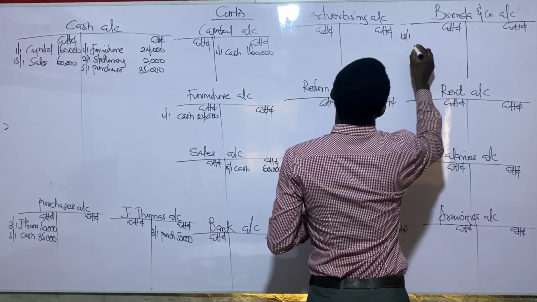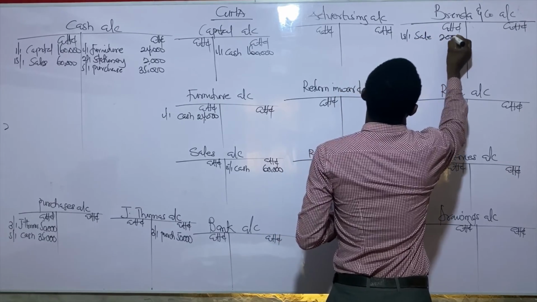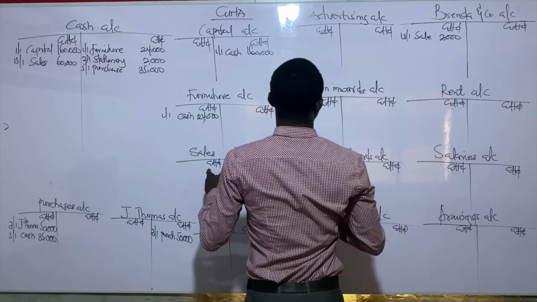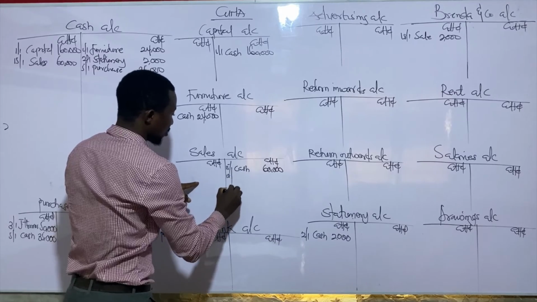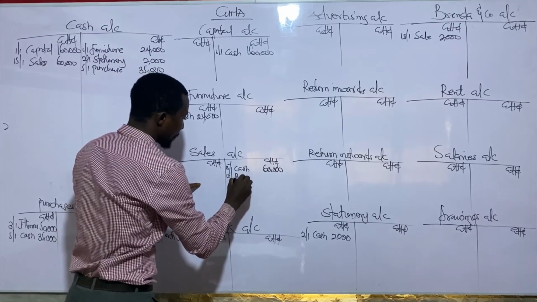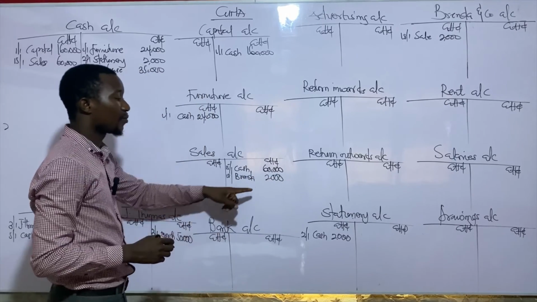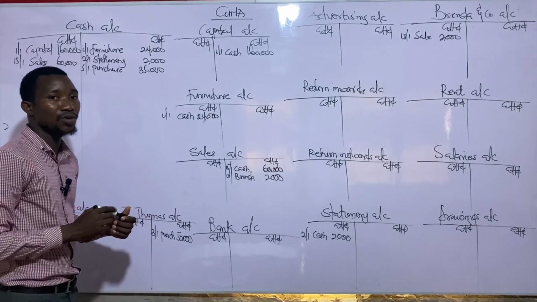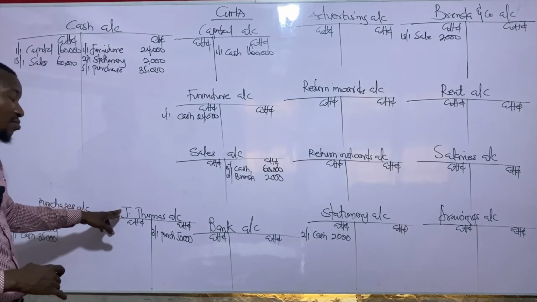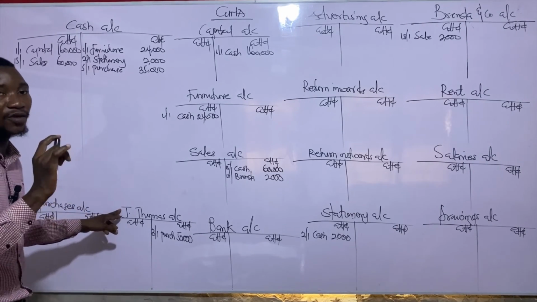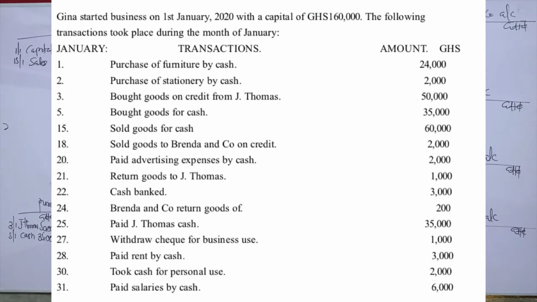On the 18th of January, we sold goods to this person on credit, and the amount was 2,000. It means we moved to sales account and then made the corresponding entry at the credit side. That was the 18th. We sold goods to Brenda, and it was 2,000. Take note that Brenda is a debtor because we sold goods to him on credit. He hasn't paid yet. J. Thomas too, we bought goods from him. So Thomas is our creditor because we have not made payment yet. Is this clear?